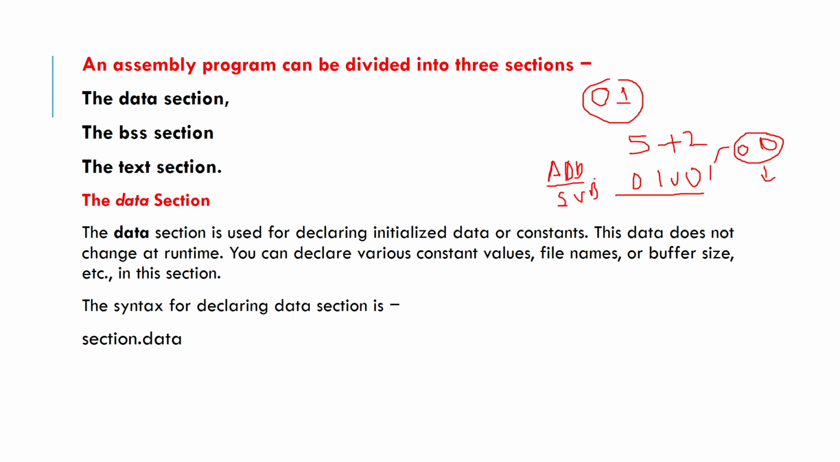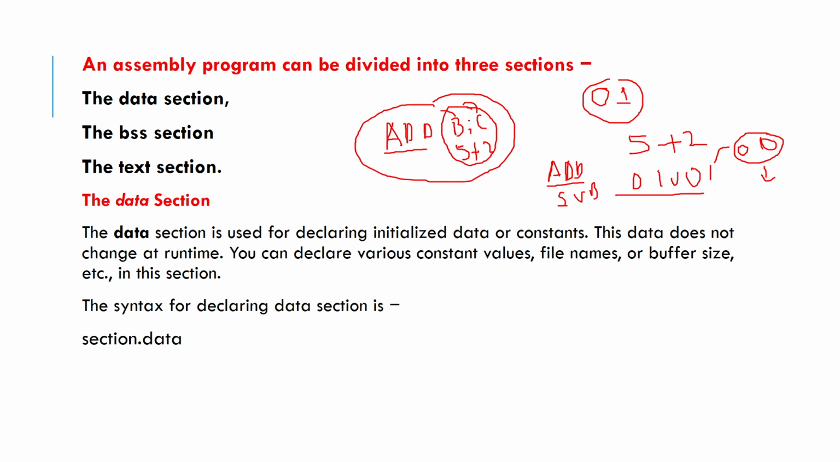We have already discussed this, so there is no need of zeros and ones. We just write, if I want to add two numbers, add B register, comma C register. Here I am adding the content of C and the content of B. Suppose the content of B is 5 and the content of C is 2. So it will be added accordingly. This is done by using this mnemonic, so it is called assembly language.